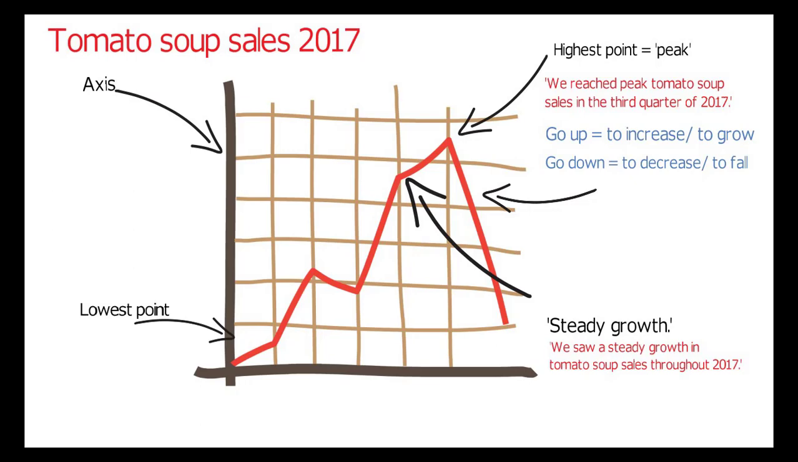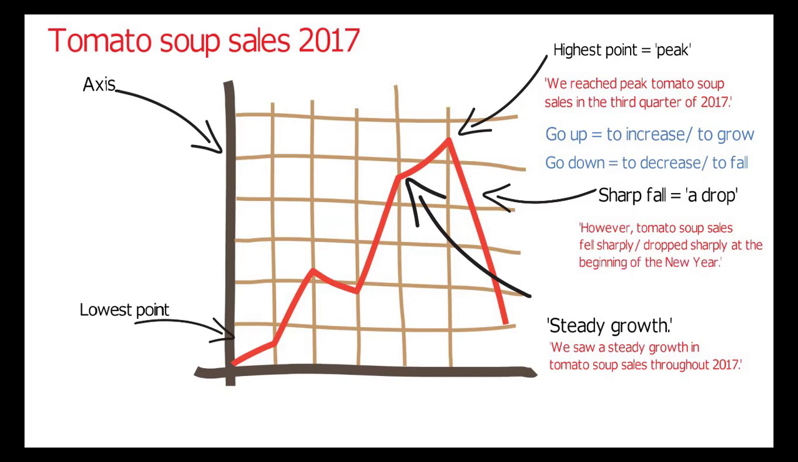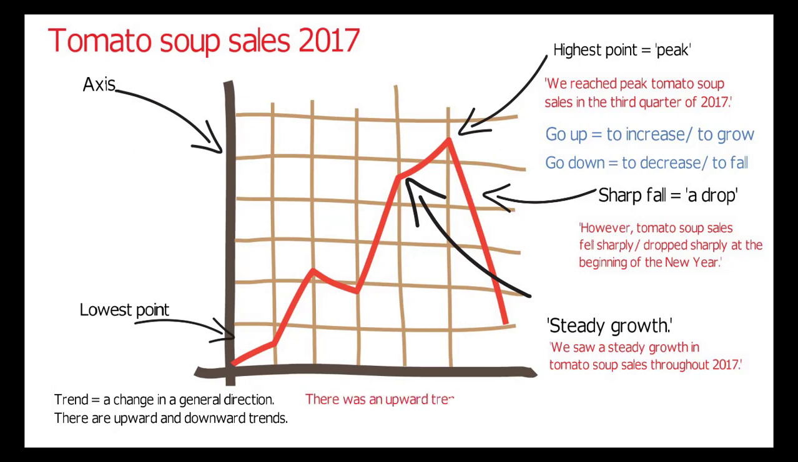This is called a sharp fall or drop. For example, however, tomato sales fell sharply or dropped sharply at the beginning of the new year. Another word we use is trend. Trend means a change or development in a general direction. This graph indicates that there was an upward trend in tomato soup sales in 2017 until the new year, when there was a sharp downward trend.